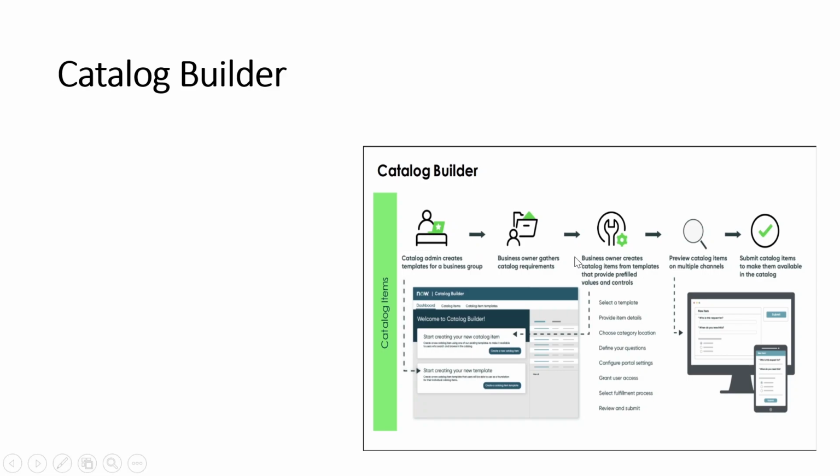Then the business owner gathers catalog requirements. Before creating a catalog item, we have to understand why we need this catalog item. I'm not talking about an example catalog item, which is something we are going to do, but what I'm trying to say is that in a real business, in a real company, they first gather the catalog requirements. Why is a new catalog item required?